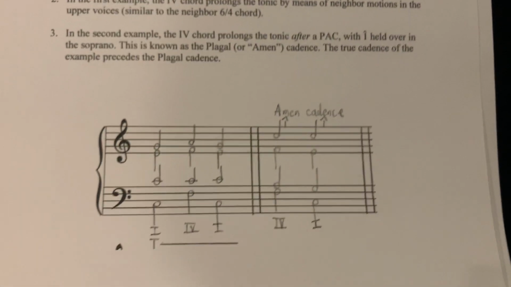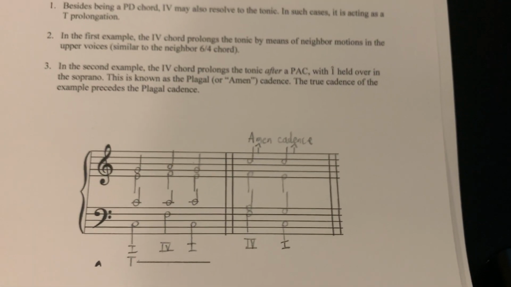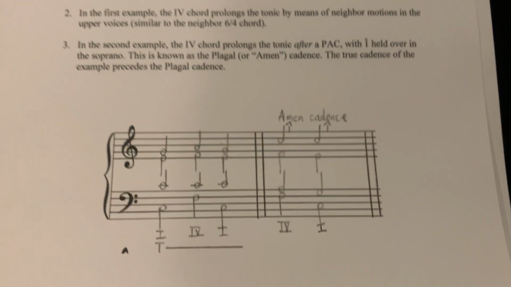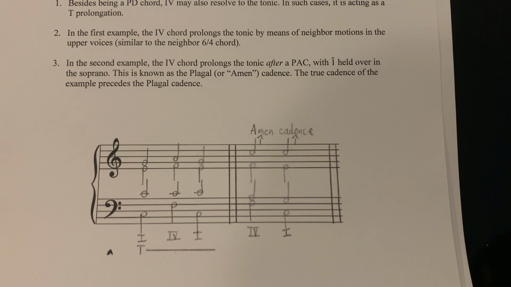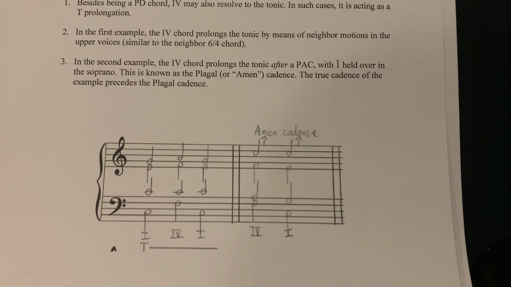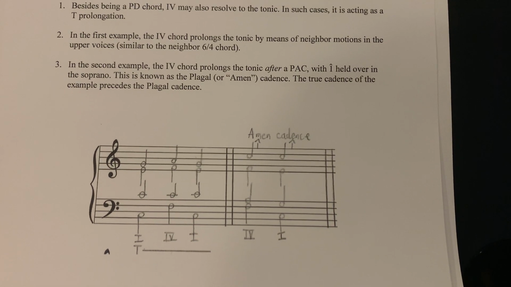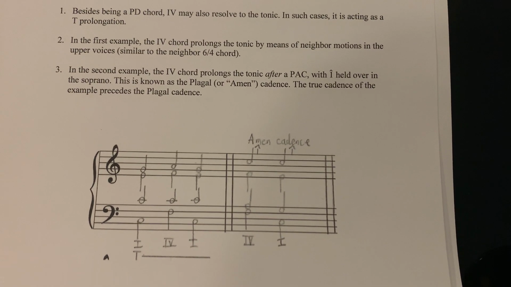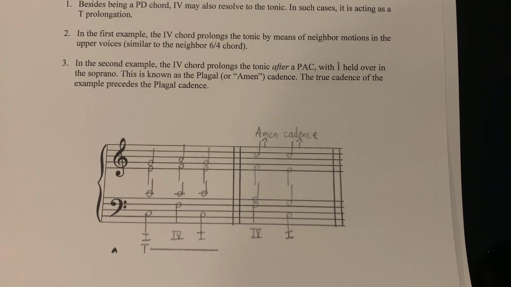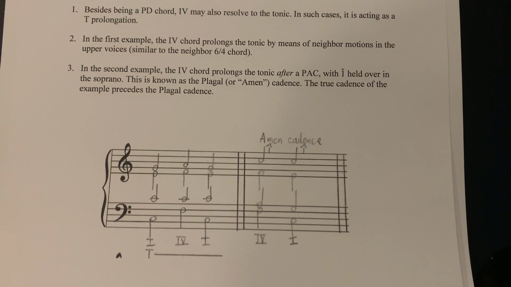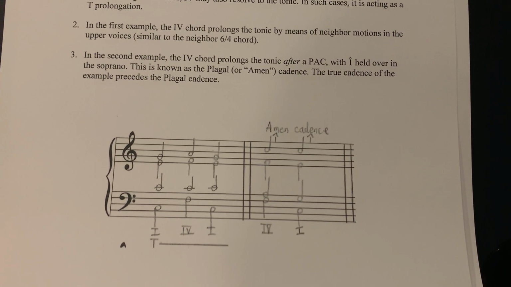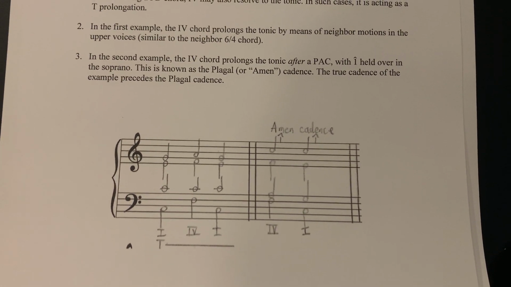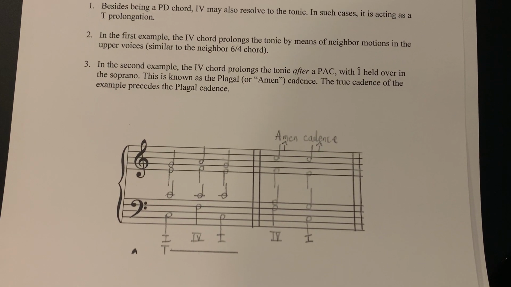All right, now a couple things you might see for this. The first example, this is number 2, and then the first one that's notated down here, is when you just go at, let's say, the beginning of the example, you go 1, 4, 1. And you can see how this can still be considered a tonic prolongation. The upper voices produce those neighbors. Notice how the soprano goes sol, la, sol. The alto goes mi, fa, mi. You know, it's very similar to the neighbor 6/4 chord. So let me play that one real quick.